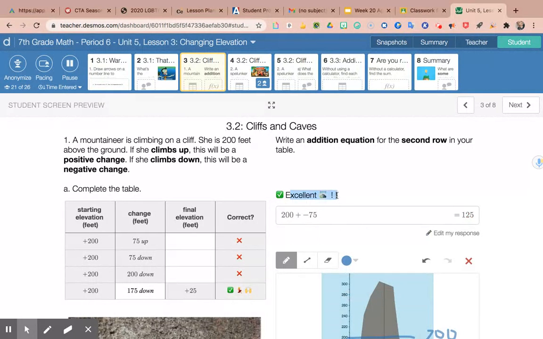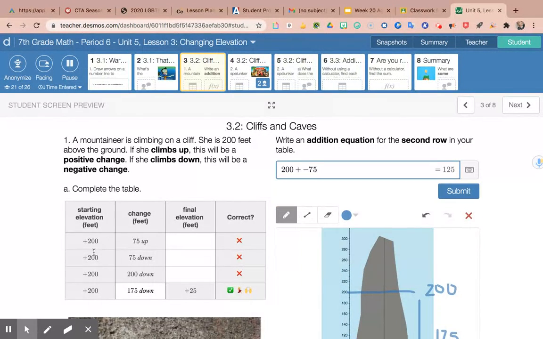So you should see this message that says excellent. So yes, it's like 200 take away 75. But we want to get practice knowing that subtracting a positive number is the same as adding the negative. So those are the same thing. You're going to need to know that you can switch between those two different ways of writing it.